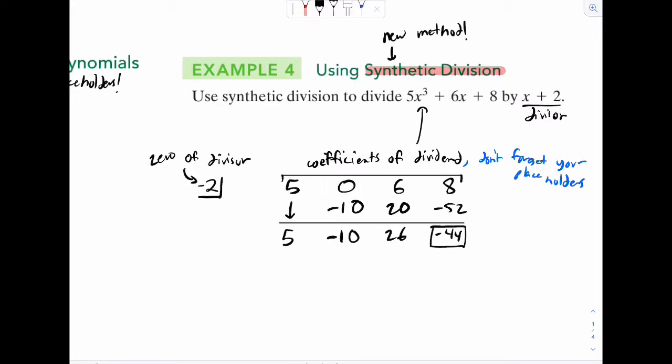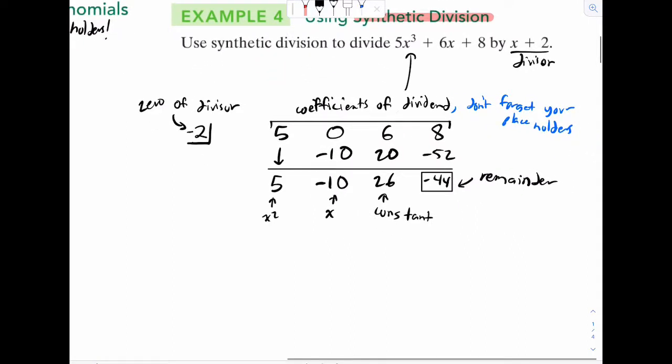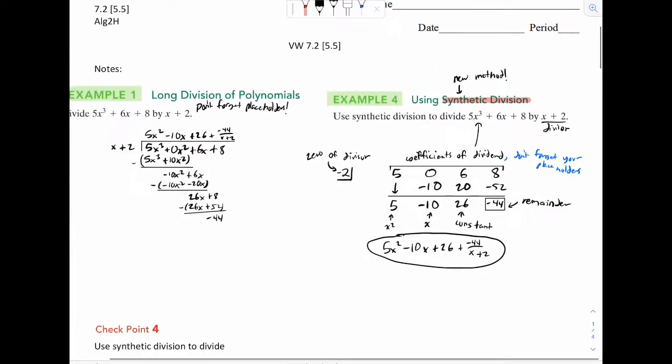Now what you want to do every time, put a box around this last number, like so. This last number is your remainder. So that tells us the remainder was negative 44. The next number before the box, this is your constant term. And then this is going to be the coefficient of the x term, and that's the coefficient of the x squared term. So if we were to interpret this, we write 5x squared minus 10x plus 26 plus negative 44 over x plus 2. And you'll notice it's the exact same thing as this. So same answer, just much faster.